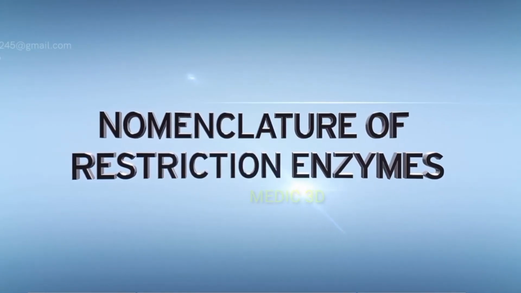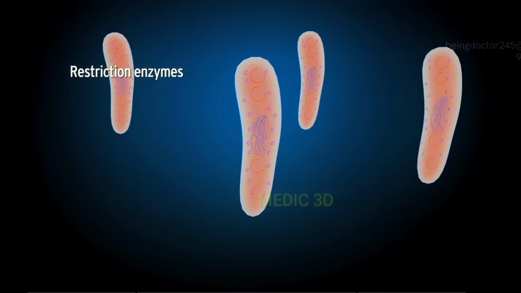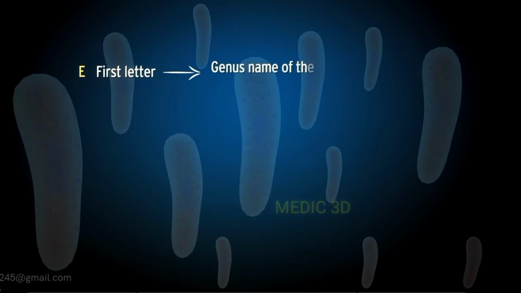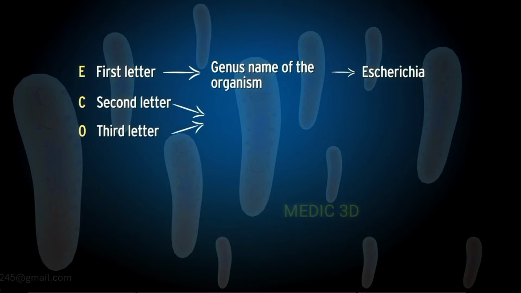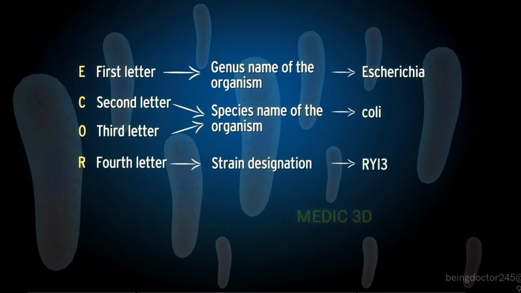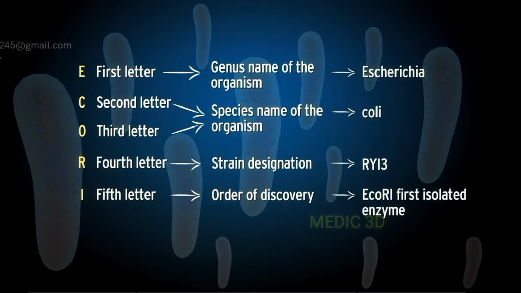Nomenclature of restriction enzymes. Restriction enzymes are named after the bacterium from which they are isolated. EcoRI is isolated from Escherichia coli. The first letter stands for the genus name of the organism, that is Escherichia. The second and third letters represent the species name of the organism, that is coli. The fourth letter stands for the strain designation RY13, and the fifth denotes the order in which the enzyme was discovered, meaning EcoRI was the first enzyme isolated from the bacterium.